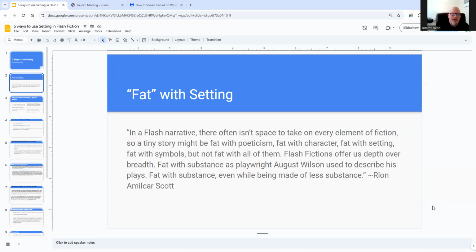And for us today in this video, for our own education on how we can use setting in flash, we are going to look at stories that are fat with setting, that have chosen to give setting more emphasis, more space in their stories.